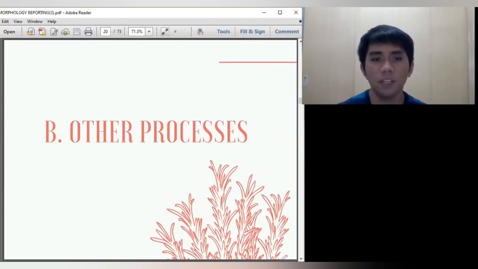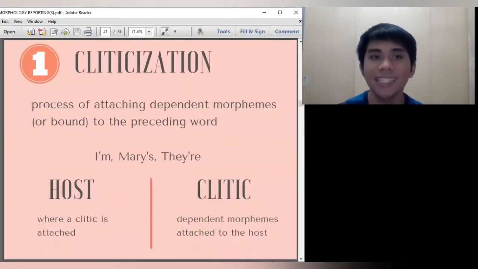Now let's have the other processes that are not related to inflection. First is cliticization. It's a process of attaching dependent morphemes or bound morphemes to the preceding word. So we have here examples: I'm, Mary's, and they're.